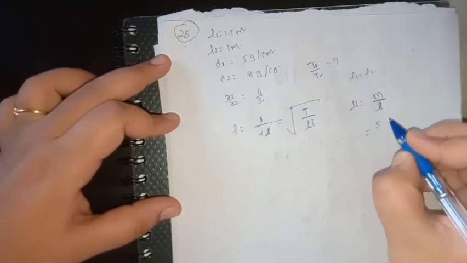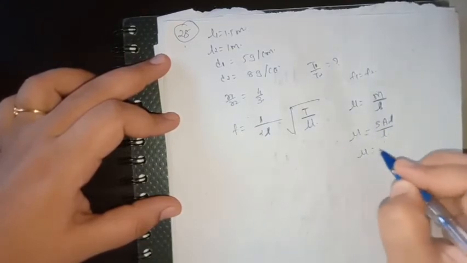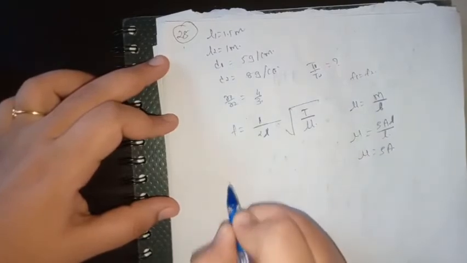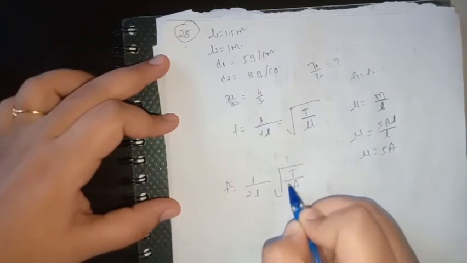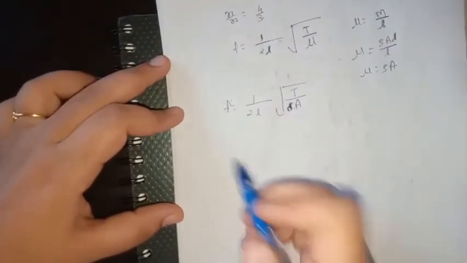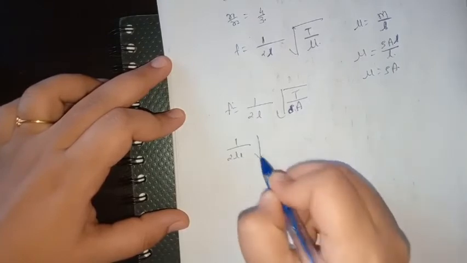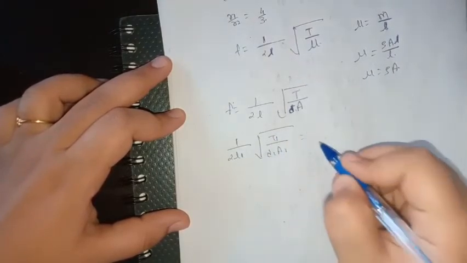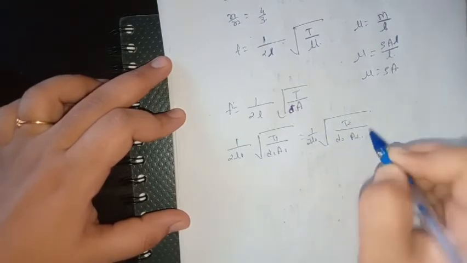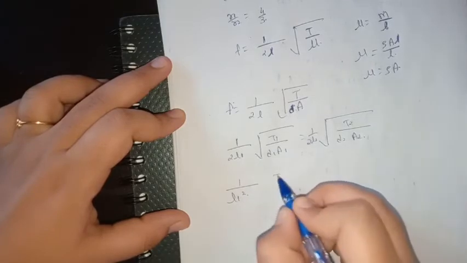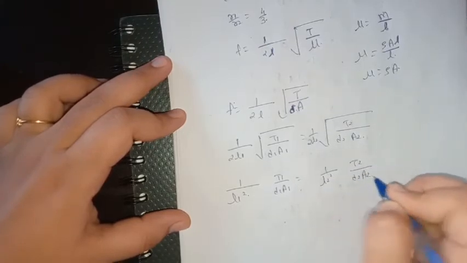Here mu is the mass per unit length. Mass can be written as density into volume, that is density into area into length divided by L. So mu will be density into area. So this equation will be modified as F is equal to 1 by 2L under root T divided by density into area. As fundamental frequencies for both the wires are the same, we can write 1 divided by 2L1 under root T1 by D1A1 is equal to 1 divided by 2L2 under root T2 by D2A2. So 1 upon L1 square T1 by D1A1 is equal to 1 upon L2 square T2 by D2A2.